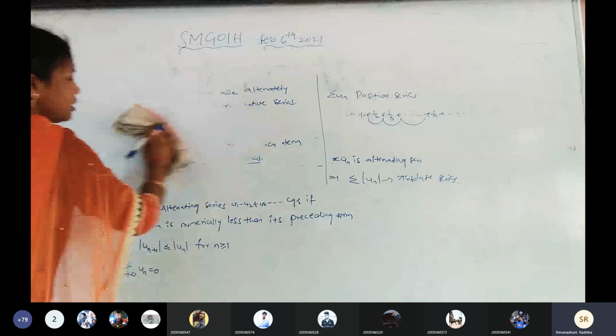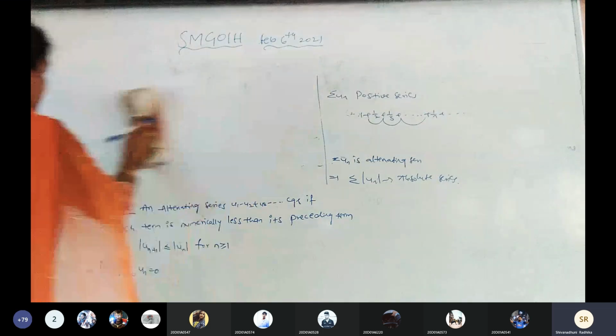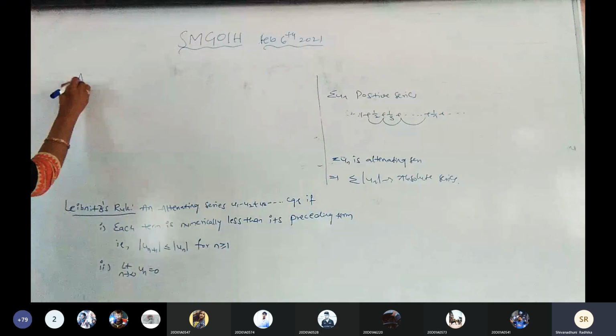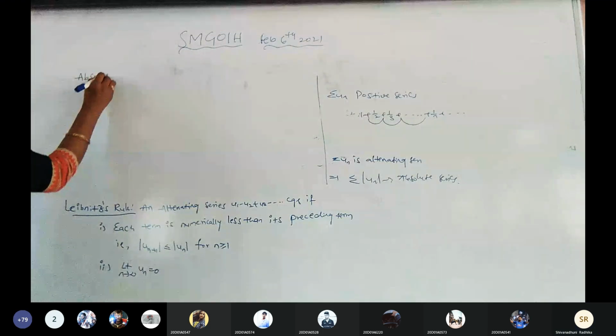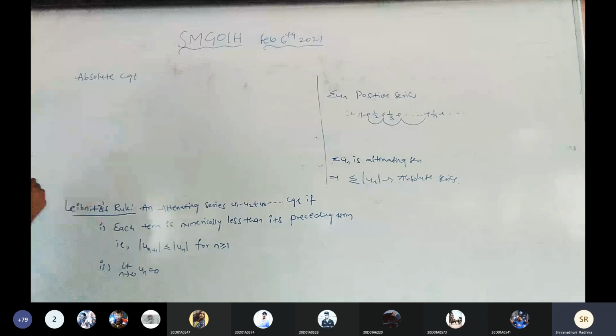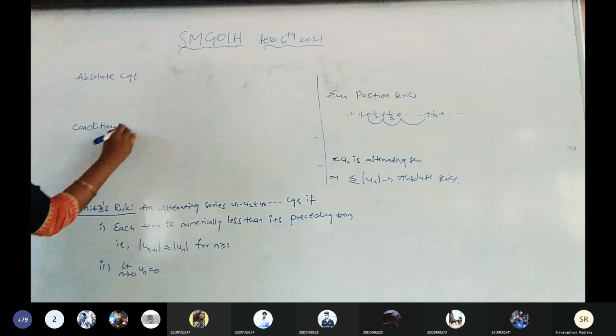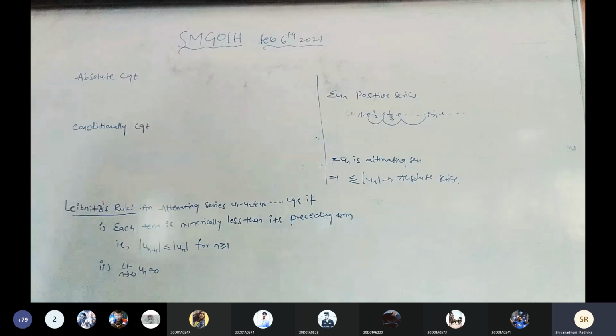Next, any alternating series is either absolutely convergent or conditionally convergent. Only we have these two chances: either it is conditionally convergent, or else it is absolutely convergent. Now, what are the conditions for absolute convergence?